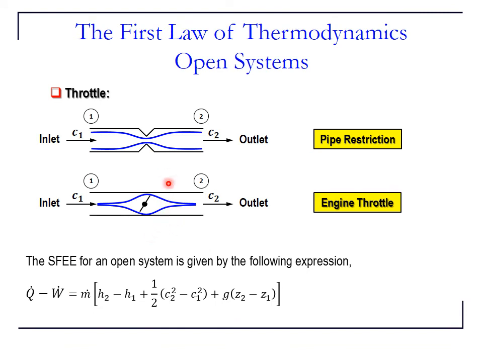Here we have another device called a throttle. You can see that we have some changes in the cross-sectional area here. The function of a throttle is basically just to restrict the flow, and you can see the inlet and outlet areas are quite similar. So it's basically for pipe restriction, or in the case of an engine throttle. Let's have a look at how we're going to use different assumptions to simplify this general steady flow energy equation.